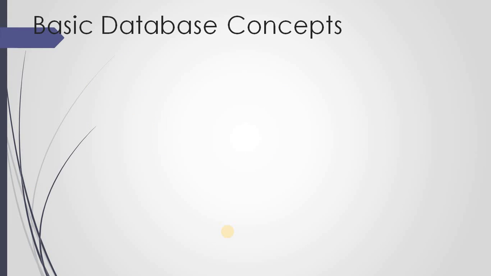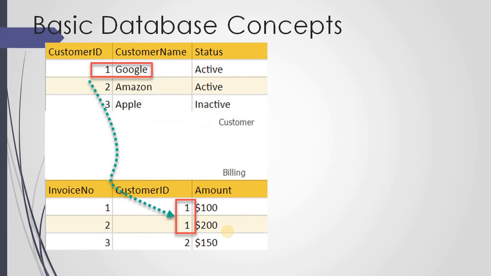Coming to the last term, which is foreign key. Foreign key is used so that the tables can be related. In this example, we have two tables. The first is the customer table. The second one is the billing table. Customer ID is the primary key of the customer table.